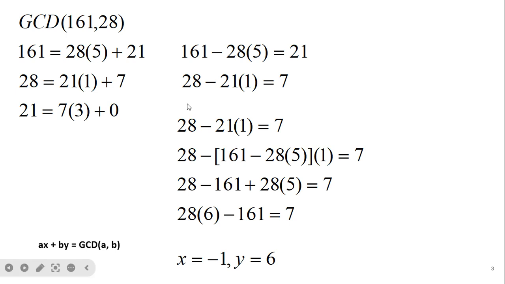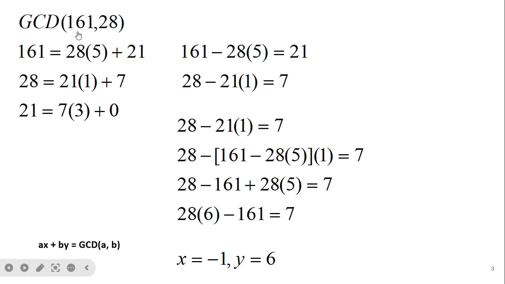Now we will see the first example. GCD of 161 and 28. To apply the extended Euclidean algorithm, you should know how to calculate the GCD. In my previous video, I have published a video on the Euclidean GCD.